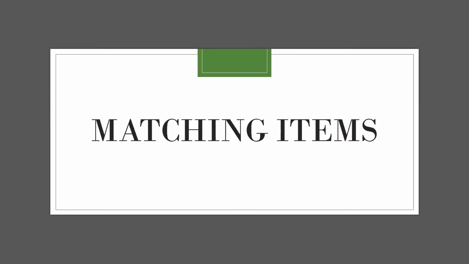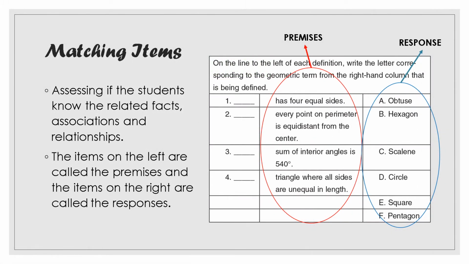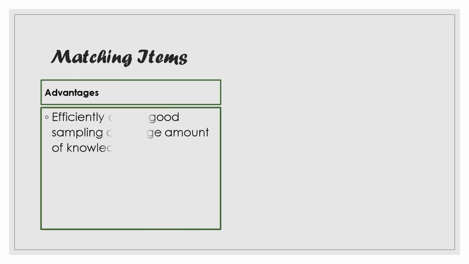Third in the selected response items is the matching items. These items assess students if they know the related facts, associations, and relationships. As you can see, the items on the left are called the premises, and the items on the right are called the responses. Here are the advantages and characteristics of poor matching items.